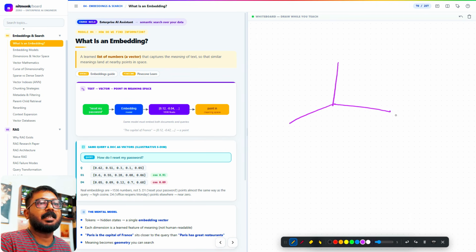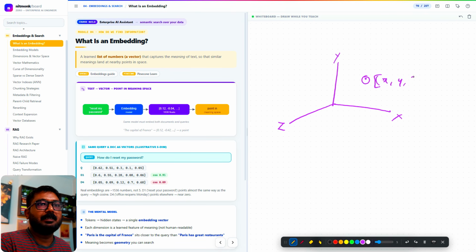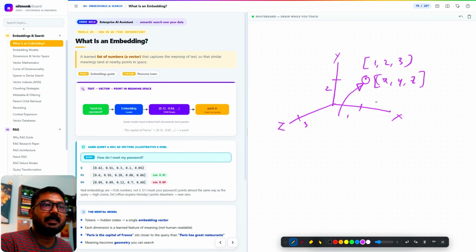Multi-dimensional space, something like this. Let's say we are talking in 3 dimensions right now. If you try to represent a line, you need x, y, z, 3 different coordinates. Let's say 1, 2, 3, for example: the x value is 1, y value is 2, z value is 3. So this is how you represent a number in 3 dimensions.